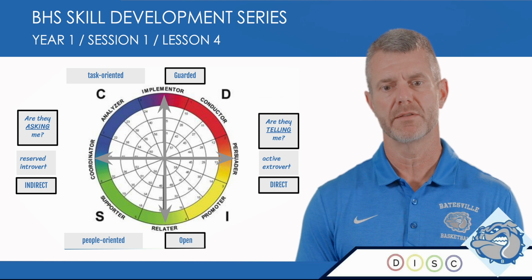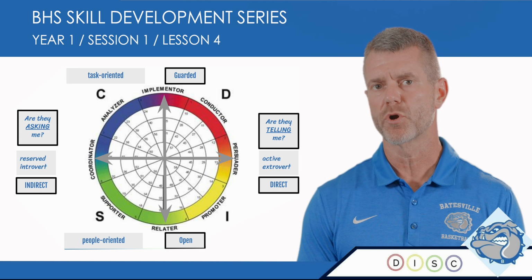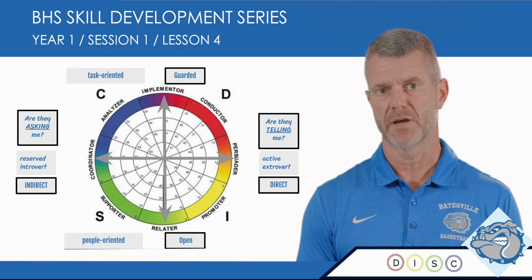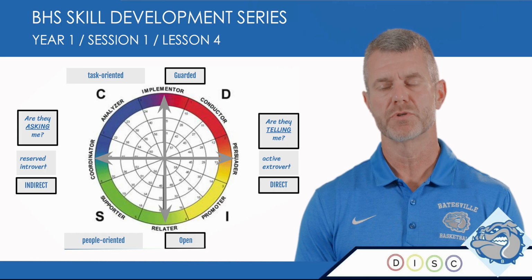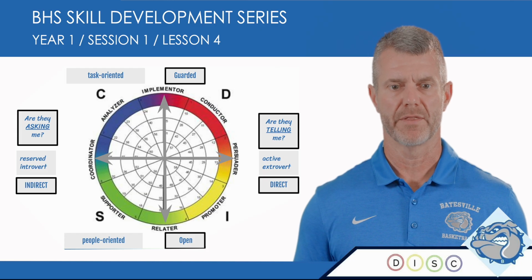We typically see that those that are the high D or high C score oftentimes will be more guarded in how they'll enter into conversation or group dynamics. Those that are high I or high S are typically more open. They're more people-oriented in how they go about things.